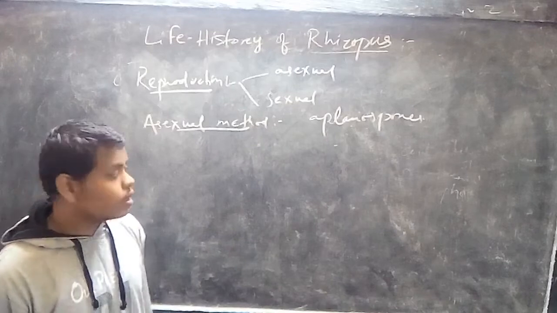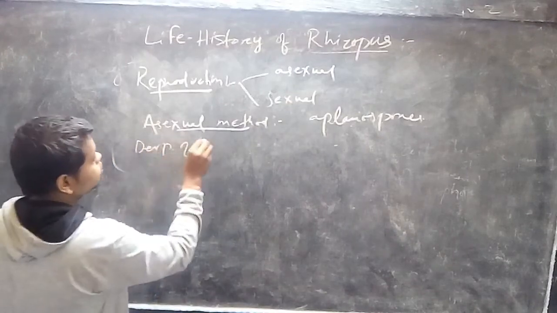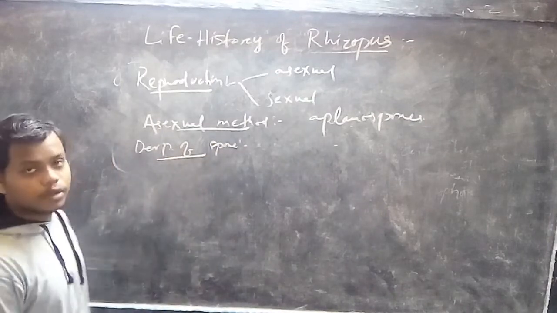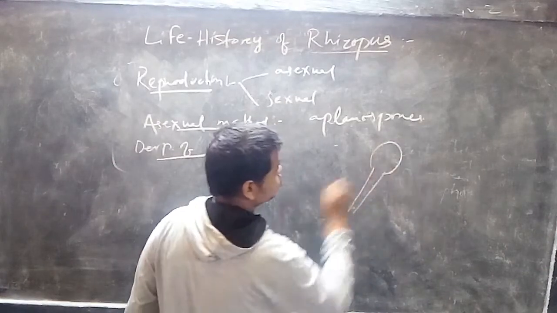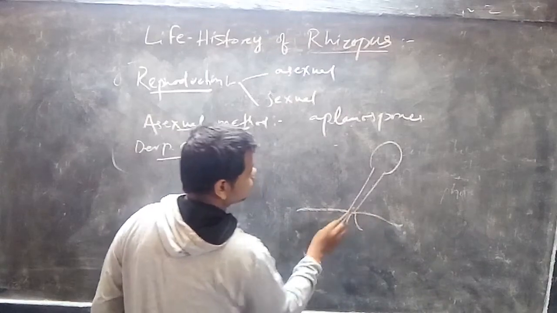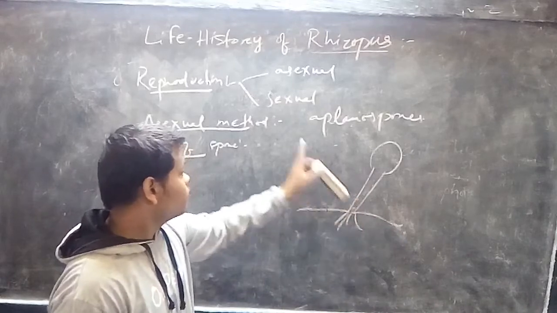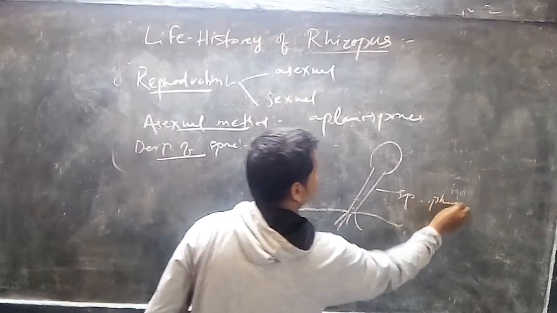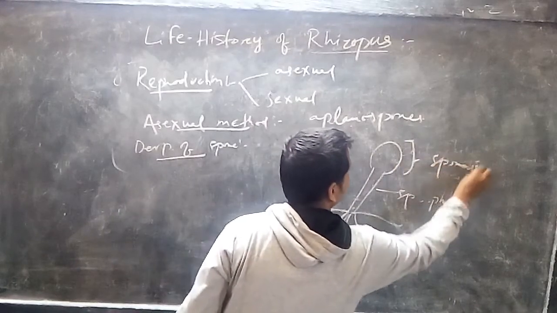So we are going to discuss how these aplanospores are developed. Okay. Development of aplanospore. How is this aplanospore developed? First, see, this is the sporangiophore, this is the stolon, this is the rhizoid. Okay, this is the thallus structure of Rhizopus. This is the sporangiophore, and this is the sporangium.